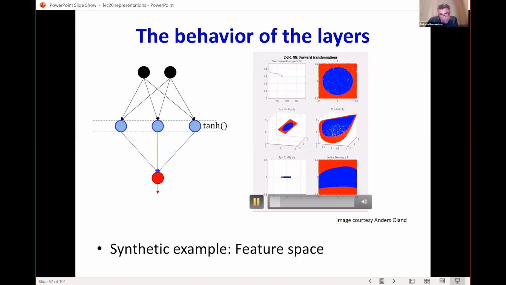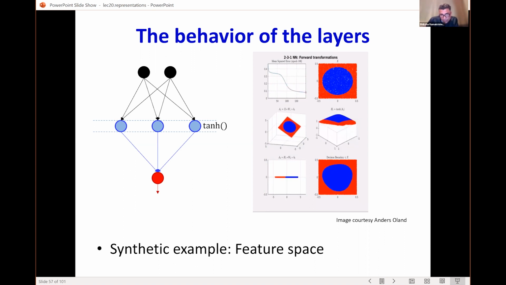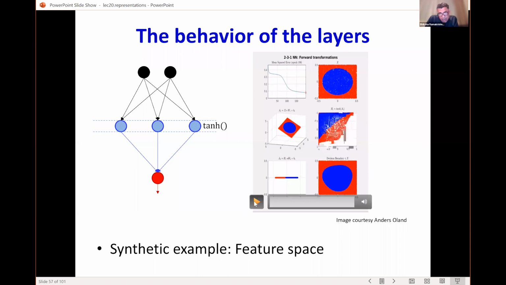So are you able to see what's going on when you learn the network over here? Any questions?